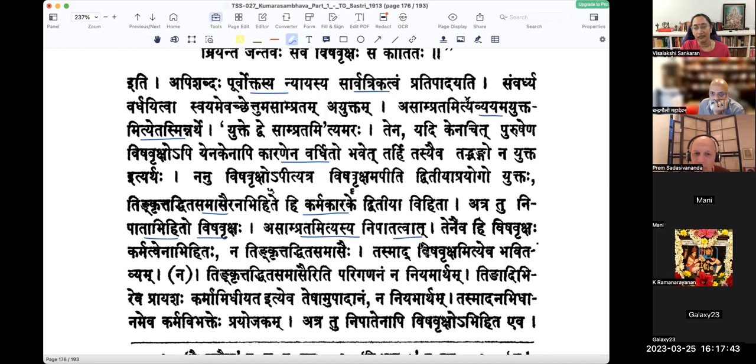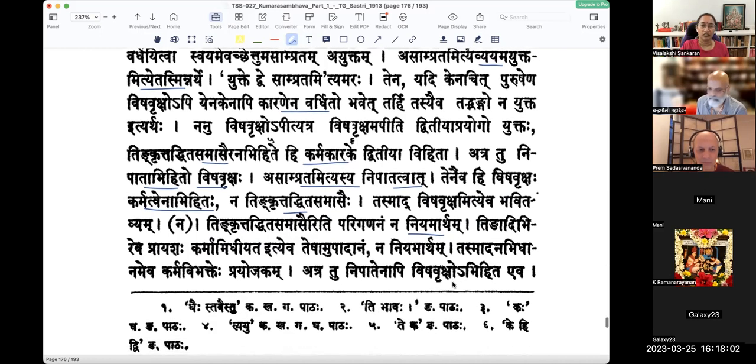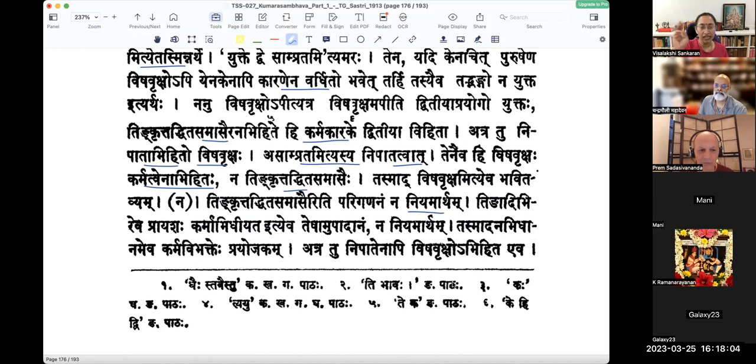Asampratam ityasya nipatatvat tenaiva hi vishavrikshaha karmatvena abhihitaha, na ting krit taddhita samasaihi. Tasmat vishavriksham ityeva bhavitavyam. So it has to be in dvitiya vibhakti, whereas "ting krit taddhita samasairiti" pariganam na niyamartham. It's not a definite rule that only these three apply, or four: ting, krit, taddhita and samasa.